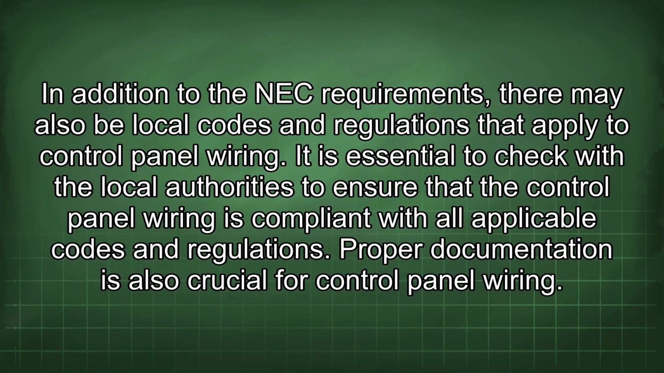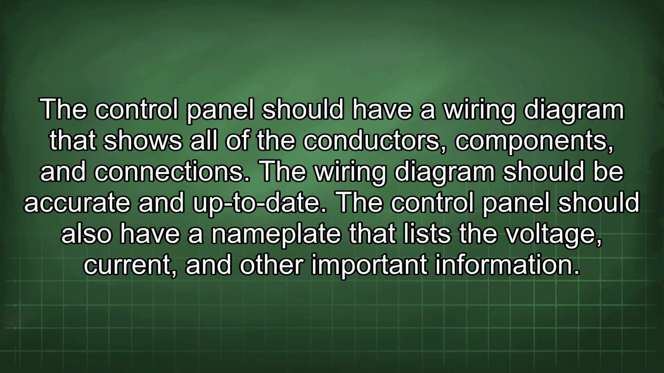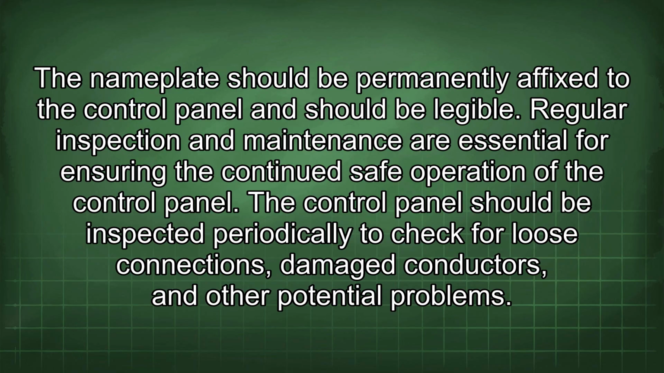applicable codes and regulations. Proper documentation is also crucial for control panel wiring. The control panel should have a wiring diagram that shows all of the conductors, components, and connections. The wiring diagram should be accurate and up to date. The control panel should also have a nameplate that lists the voltage, current, and other important information. The nameplate should be permanently affixed to the control panel and should be legible. Regular inspection and maintenance are essential for ensuring the continued safe operation of the control panel.